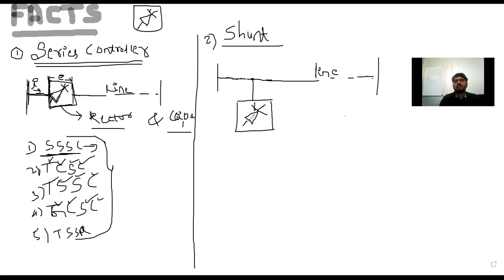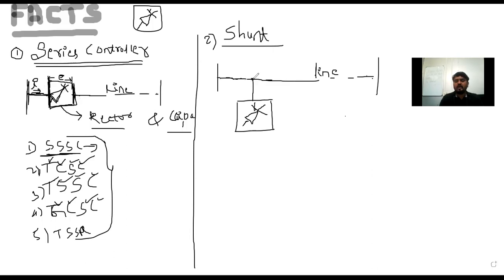This one is the shunt controller we are going to consider here. The series controller, as I told, injects a voltage in series with the line to control the current. By injecting a voltage, we have controlled the current here. And that injected voltage is in phase quadrature with the line current.